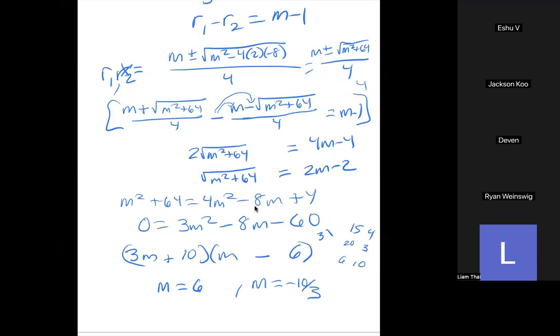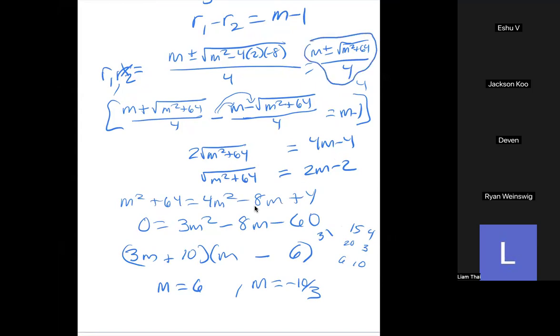Why do you think we have to check? Why can't I just give those as my answers? Oh, we might have extraneous solutions because we squared it. Yeah, I might have extraneous. So the best way to check is to plug these values back in for m to find the roots. Remember, these are the roots.